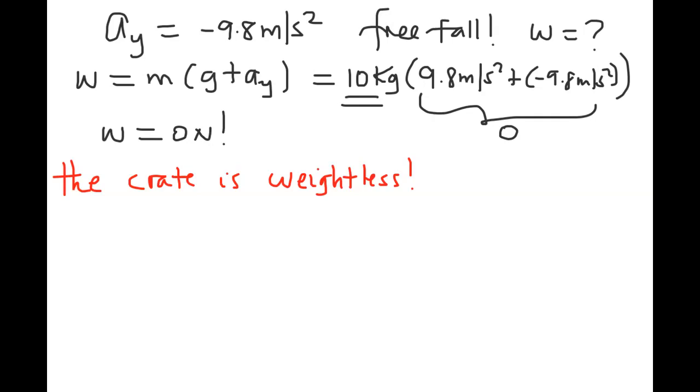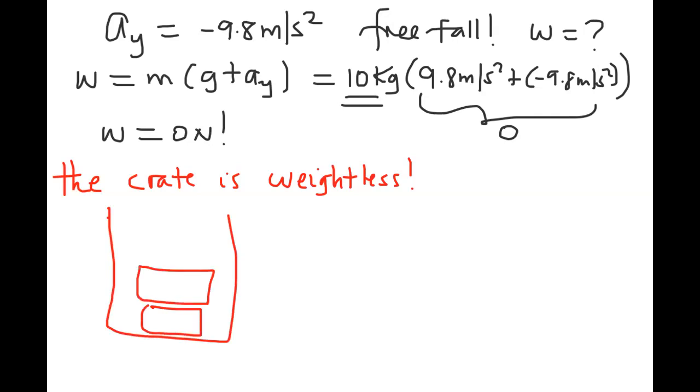I would like you to remember Galileo's experiment where he dropped objects of different masses. He saw that objects of different masses fall at the same rate. So in this case, the scale and the crate are all falling at a rate of 9.8 meters per second squared downward. And therefore, there is no scale force. So the support force is equal to 0. And that's what we call a weightless situation.